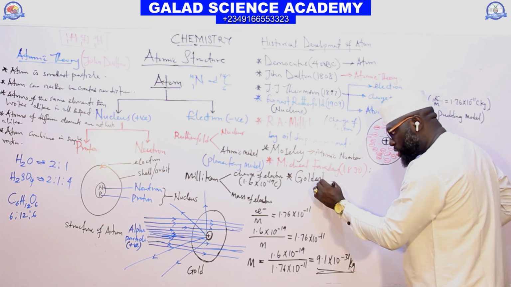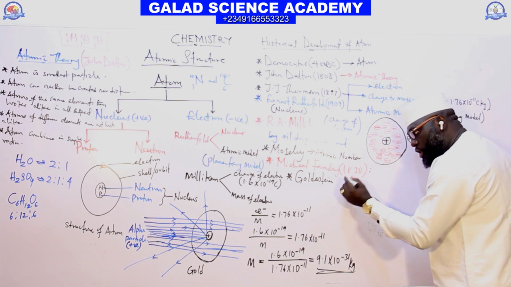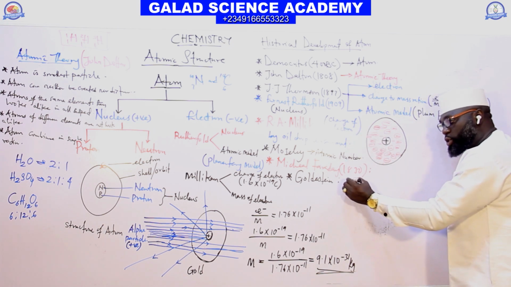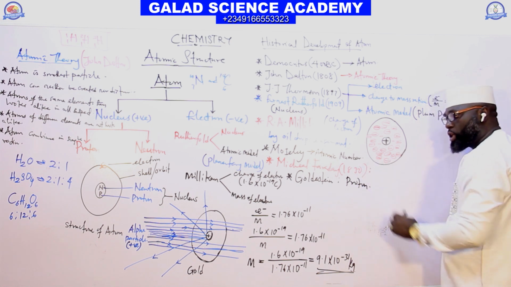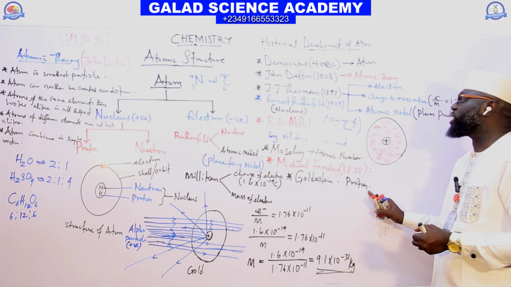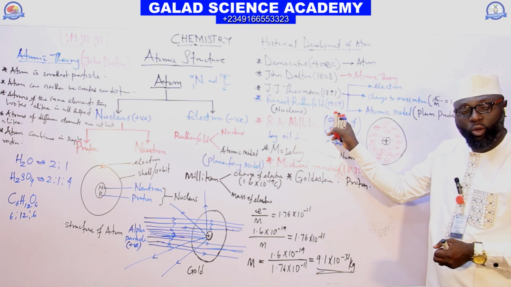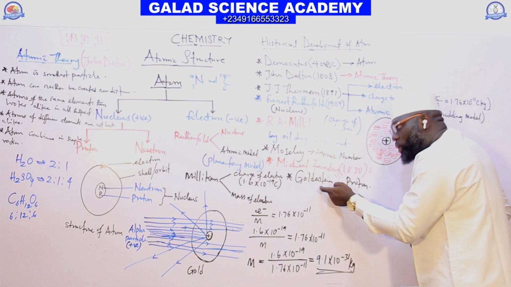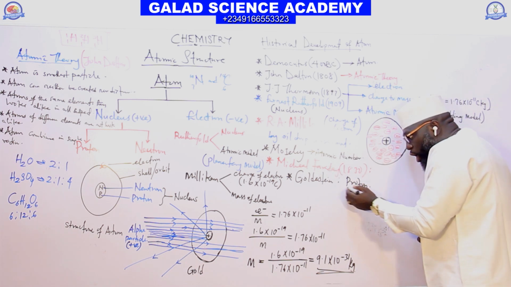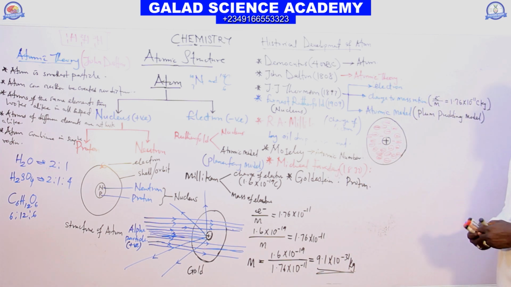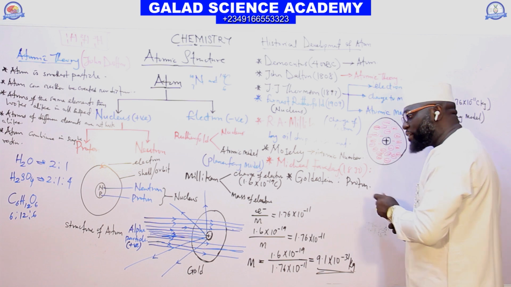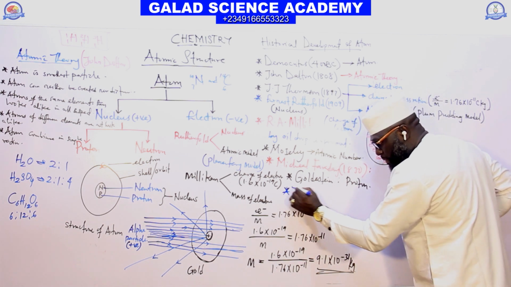So the next one is Goldstein. Goldstein discovered the positive proton of an atom. So the proton of an atom was discovered by Goldstein. The nucleus of an atom was discovered by Rutherford. Goldstein is the one that tells us that inside the nucleus there is a particle called the proton. And the next person here is James Chadwick.